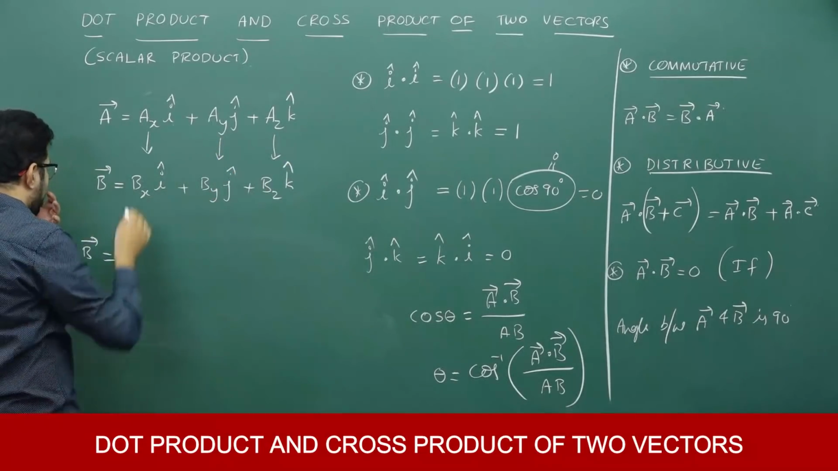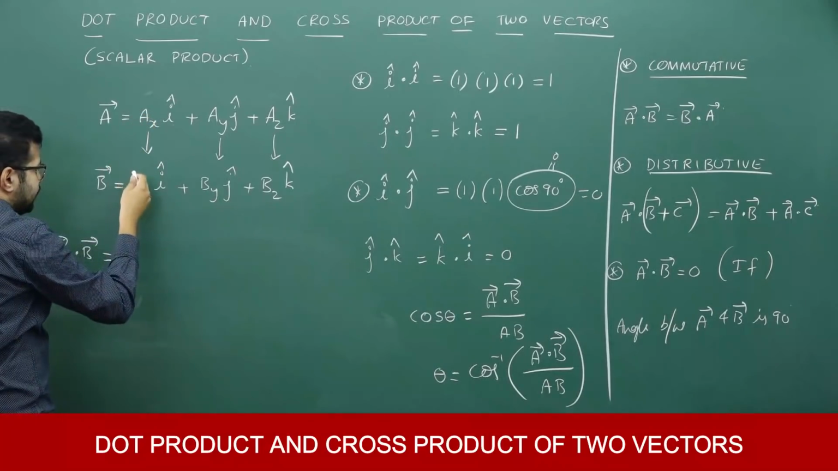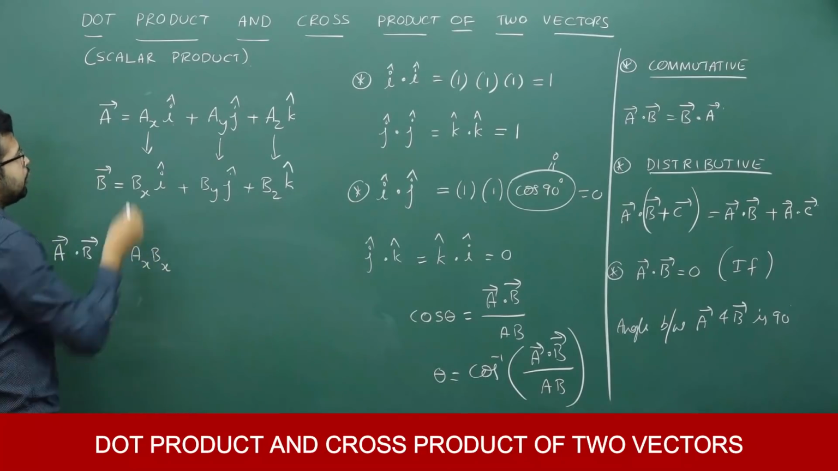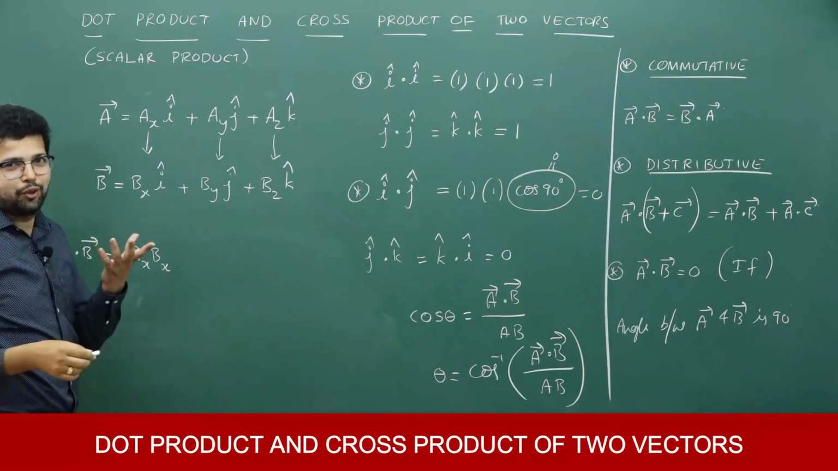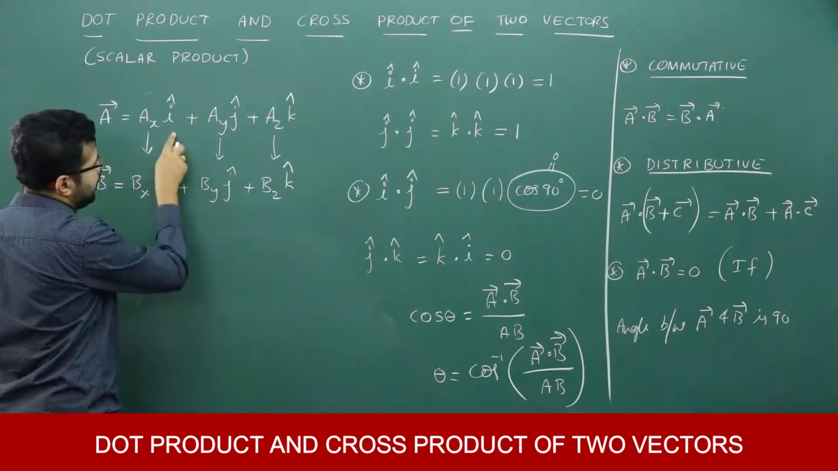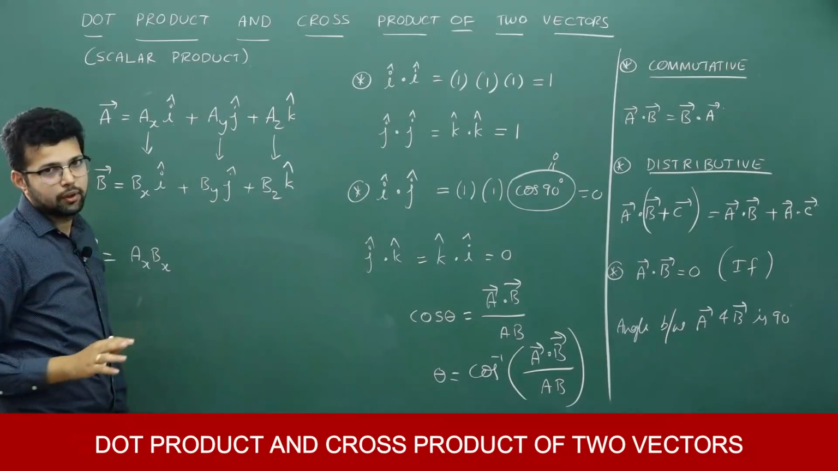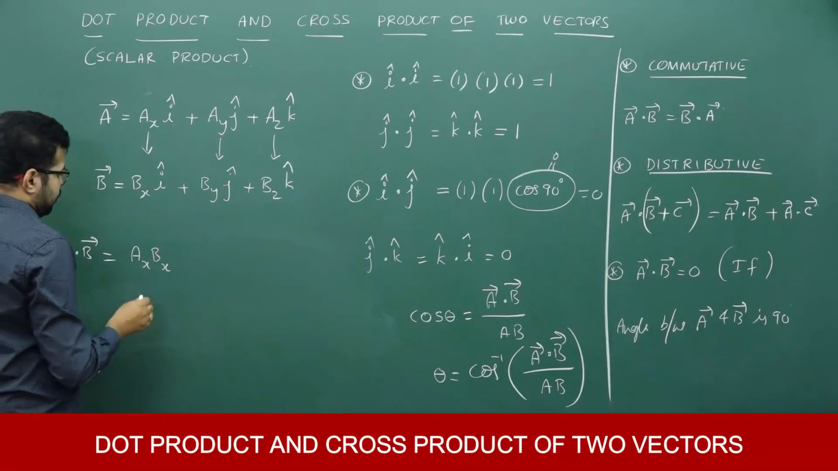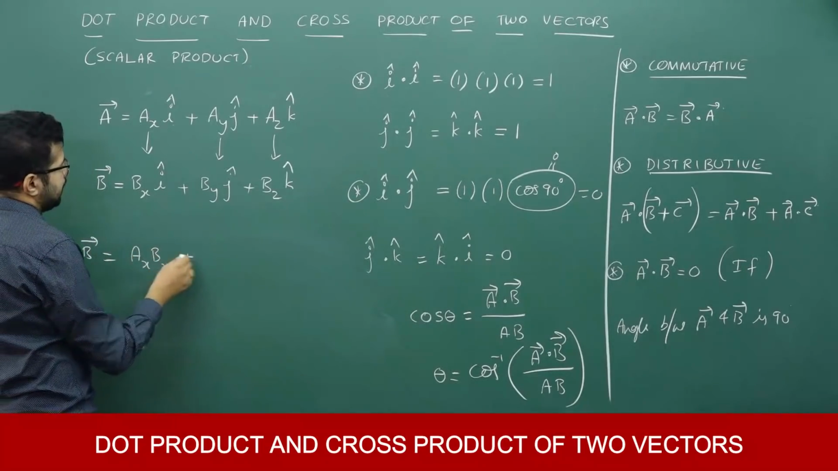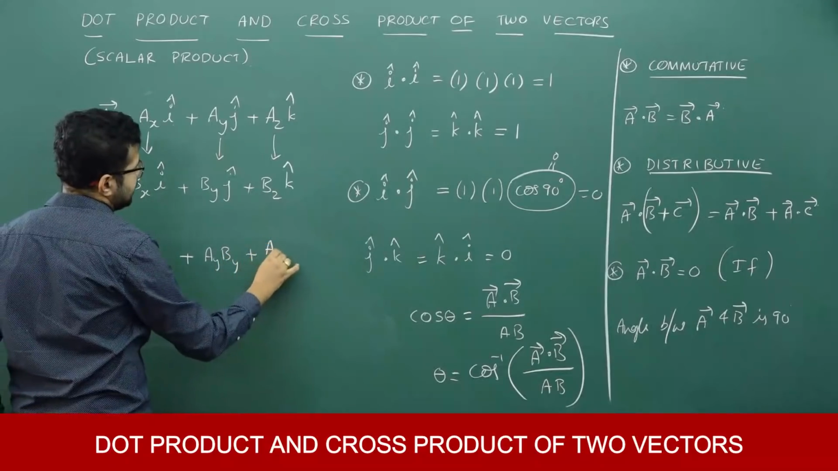So, what happens? A dot B means Ax into Bx into i dot i, which is 1, so we do not have to write it. If you multiply this with this, i dot j or i dot k will become 0, so you do not have to multiply these terms. Okay. So, directly I can write A dot B equal to Ax Bx plus Ay By plus Az Bz.